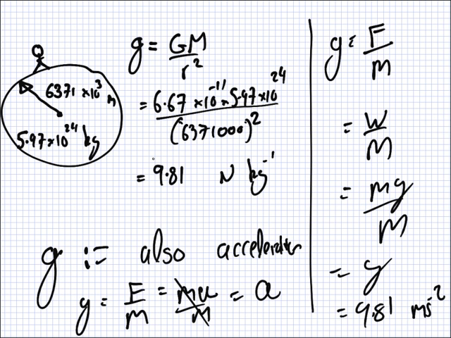Now, do you realize one consequence is that if you were up higher and increased the radius, what would happen to the value of g? It would decrease.